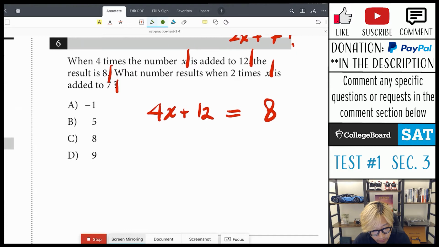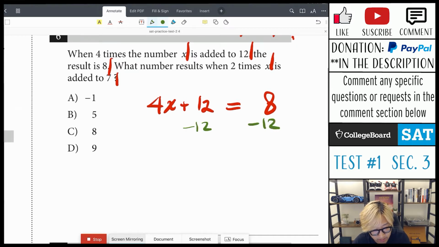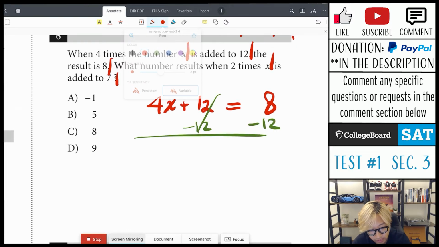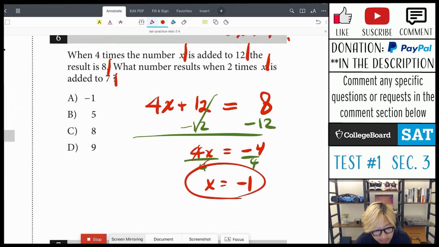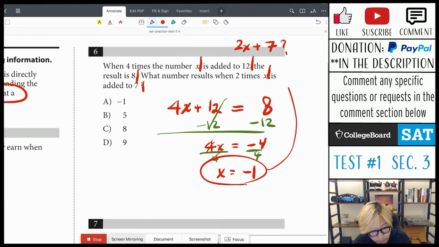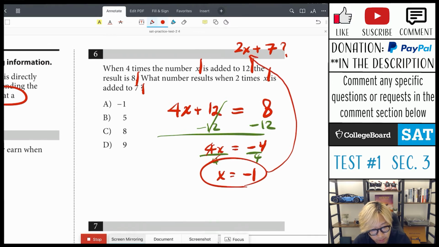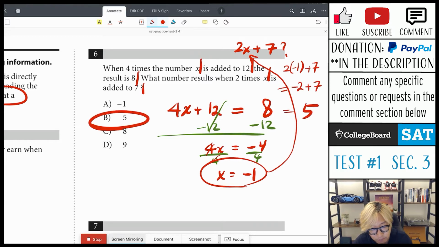First of all, subtract 12 on both sides. So I get 4X is equal to -4. Divide by 4 on both sides, and X is equal to -1. What do I do with this? Now we plug it back into over here. So that will be 2 times -1 plus 7, which is -2 plus 7, which is 5. Answer is B.